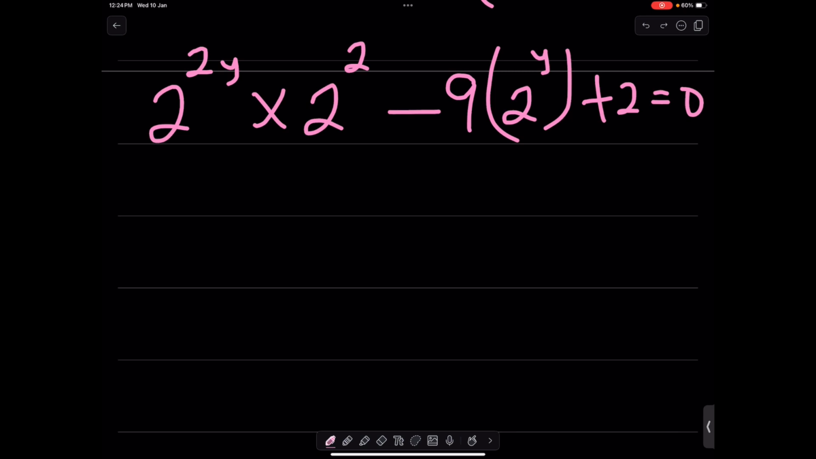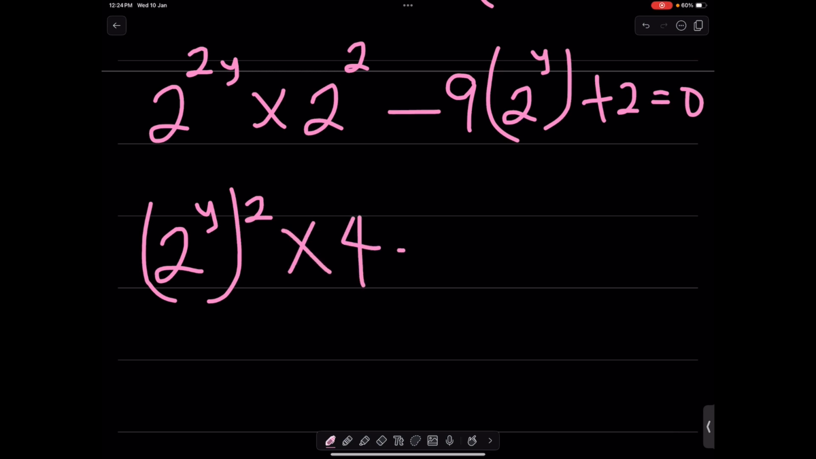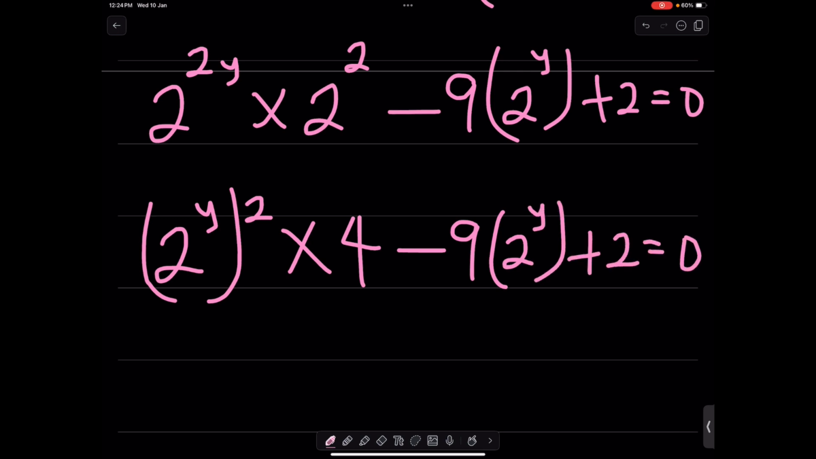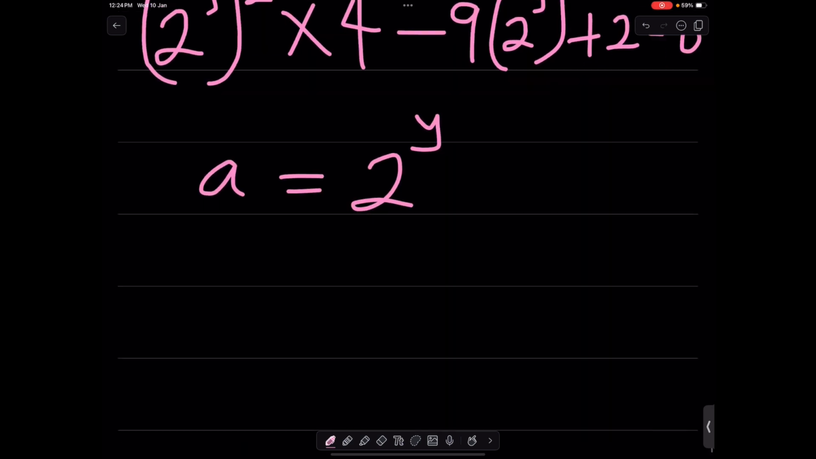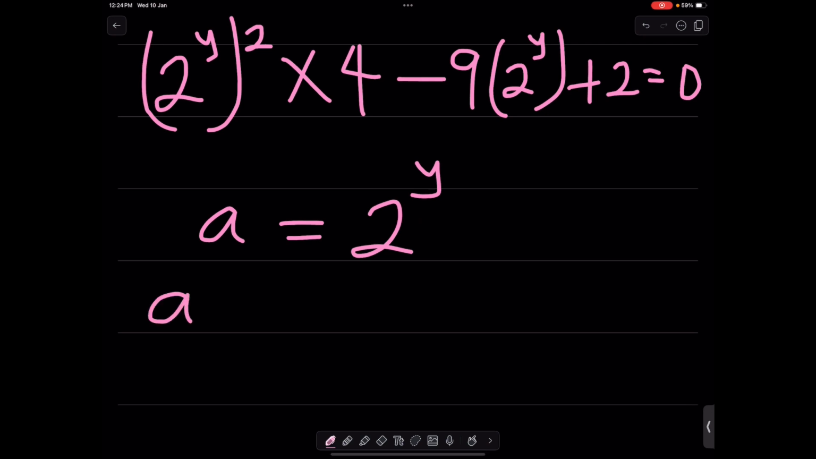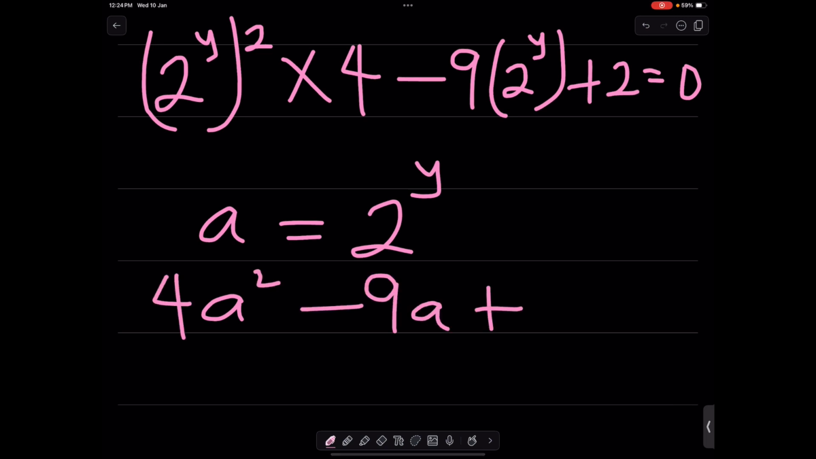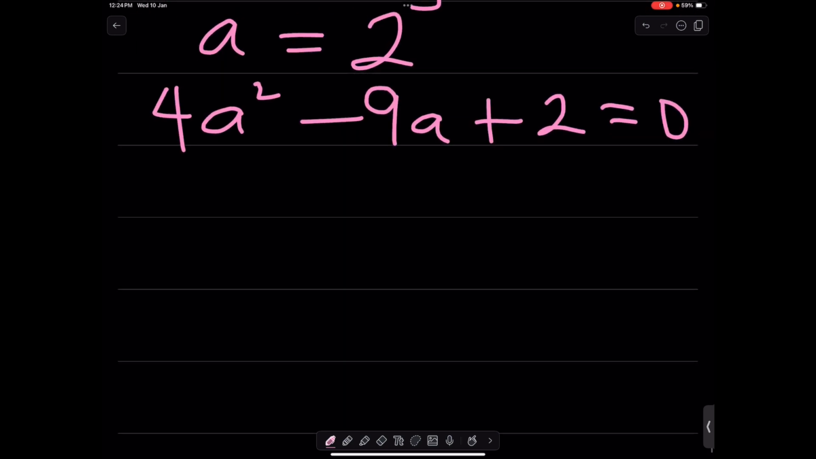I can write 2 raised to power 2y this way as the square of 2 raised to power y, times 2 raised to power 2 is 4, minus 9 times 2 raised to power y plus 2 equals 0. Now I've been using k, this time let me use a. Let a be equal to 2 raised to power y. So that simply means the equation becomes a squared times 4, which is 4a squared minus 9a plus 2 equals 0.